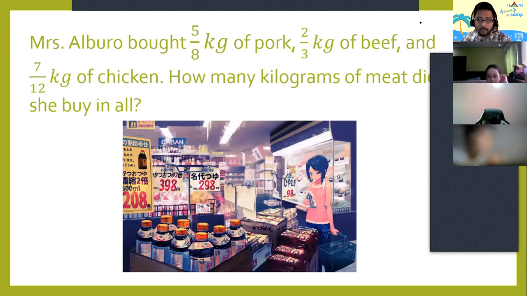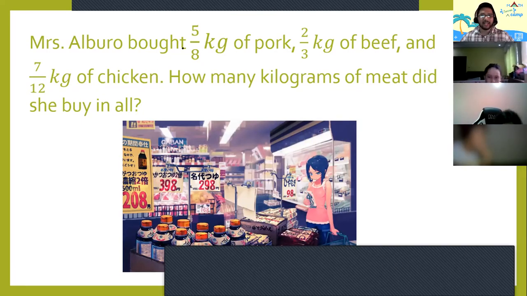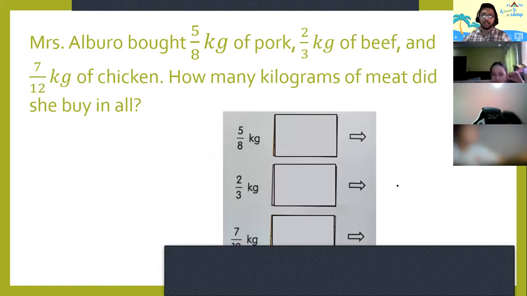Santi, do you have a microphone? Can you read this one? So Mrs. Alburo, maybe that's Mrs. Alburo right there. She bought 5/8 kilogram of pork, 2/3 kilogram of beef, and 7/12 kilogram of chicken. How many kilograms of meat did she buy in all? So paano naman ngayon? The numerators are different and also the denominators are different. Sige, let's try to illustrate it first.